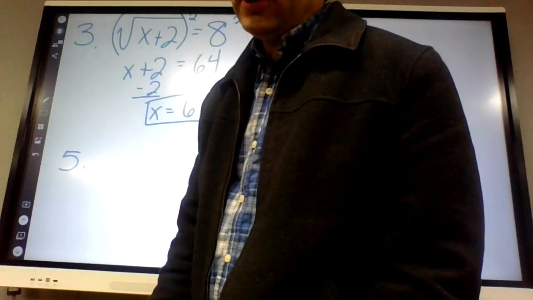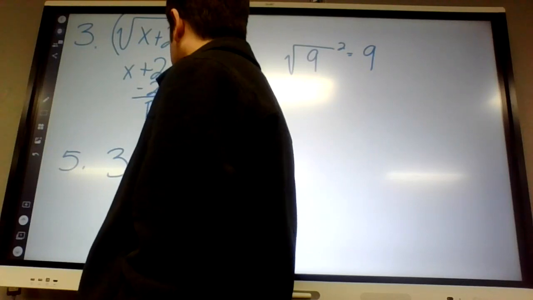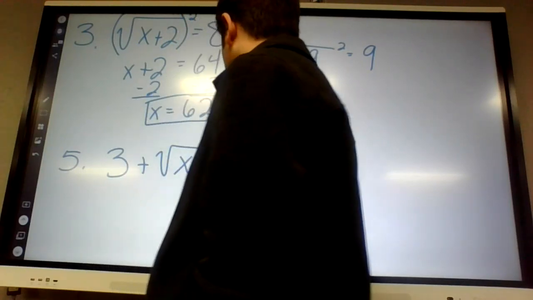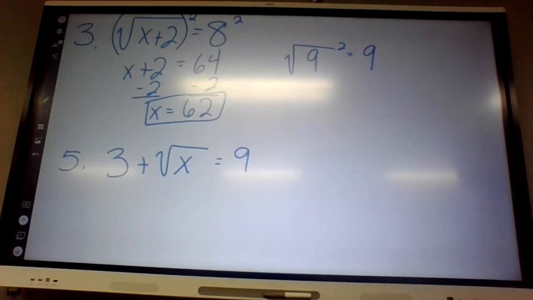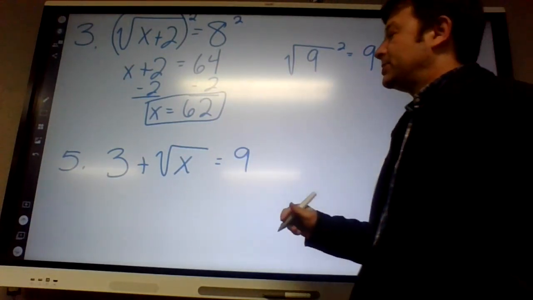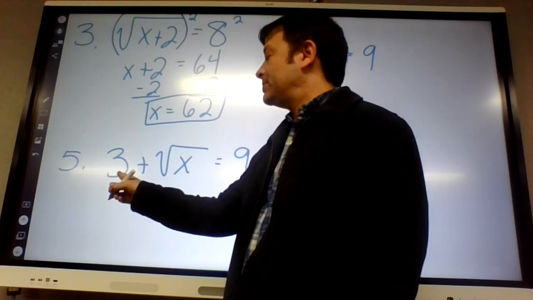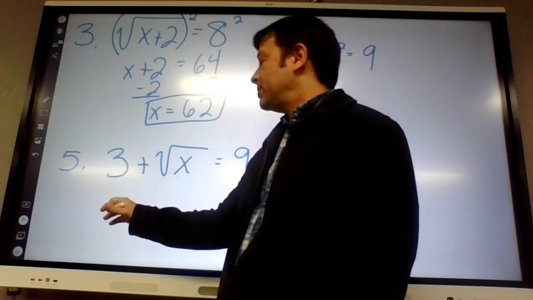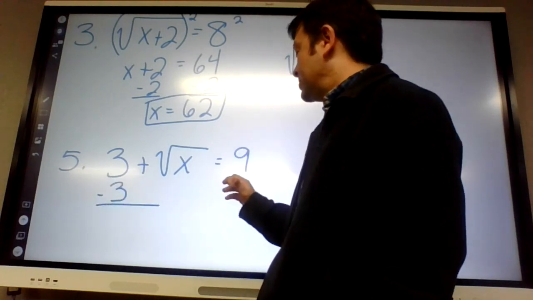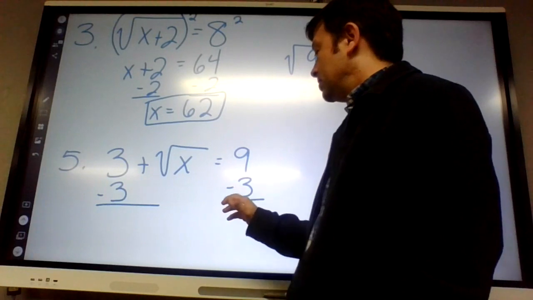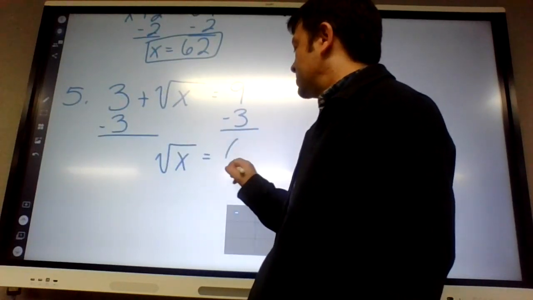Number 5, another different one. 3 plus square root of x equals 9. That's not very nice. Square root of x is 6, right? So this 3 is not under the square root, so it is actually just worth 3. So guess what I'm going to do? That's right. I want to get the square root by itself first. So I get square root of x equals 6.